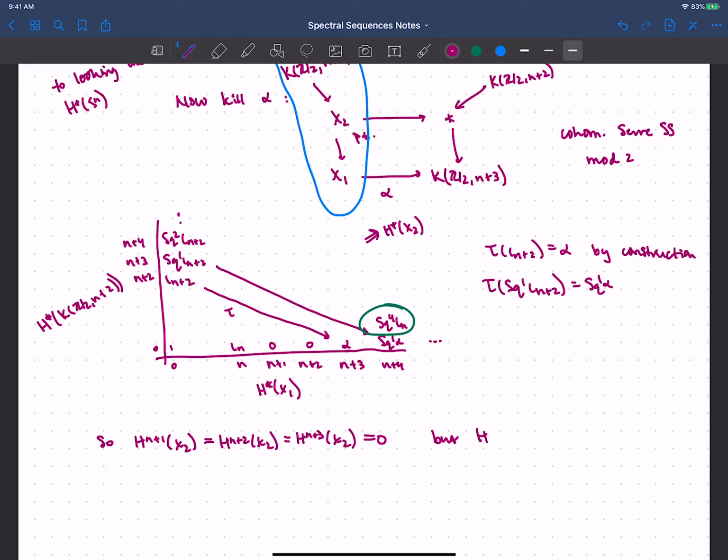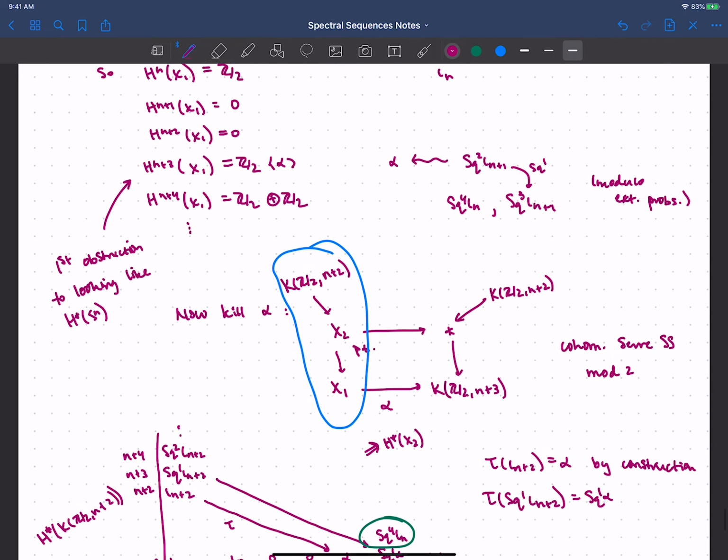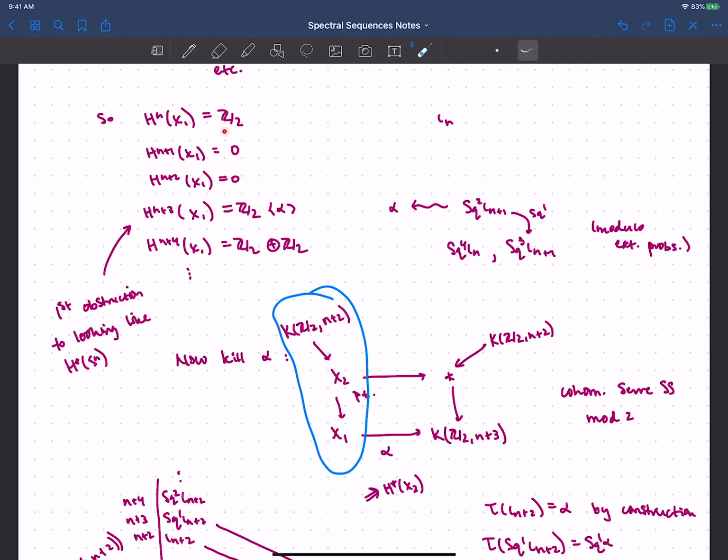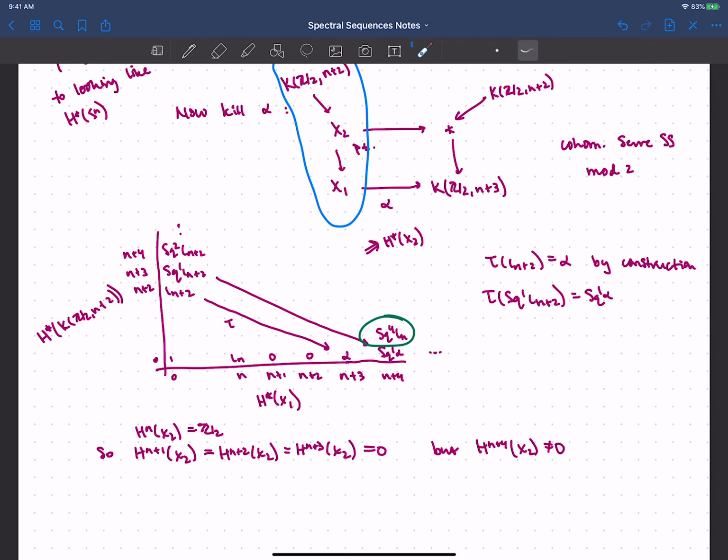But of course, we just saw h^{n+4}(X2) is not 0. Oh, and maybe I should have said h^n(X2) is Z mod 2. So going back up to our X1, we had Z mod 2, 0, 0, and then something. And now we've just extended that a little bit further. We've got Z mod 2, 0, 0, 0, and then something. Okay, so this is a closer approximation to the cohomology of S^n.